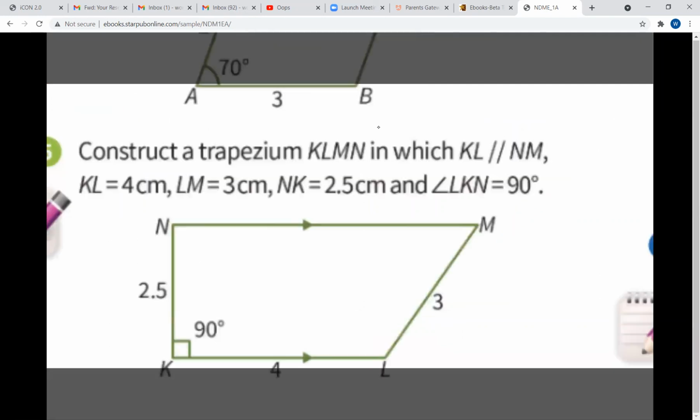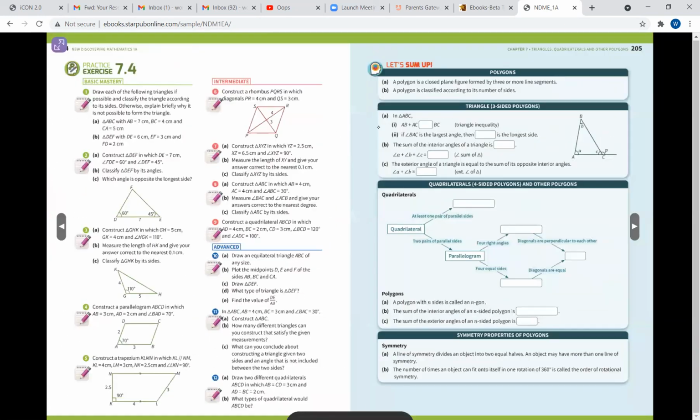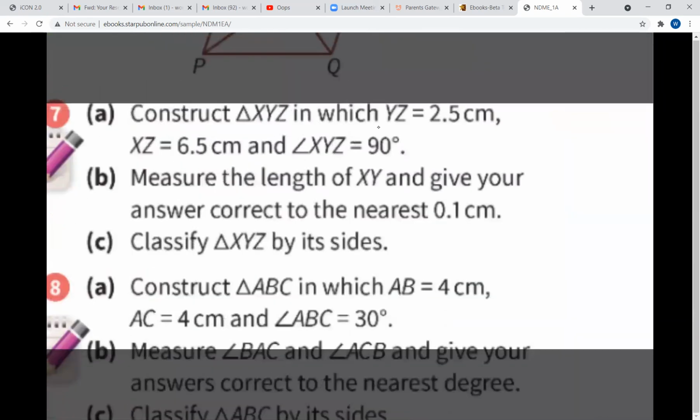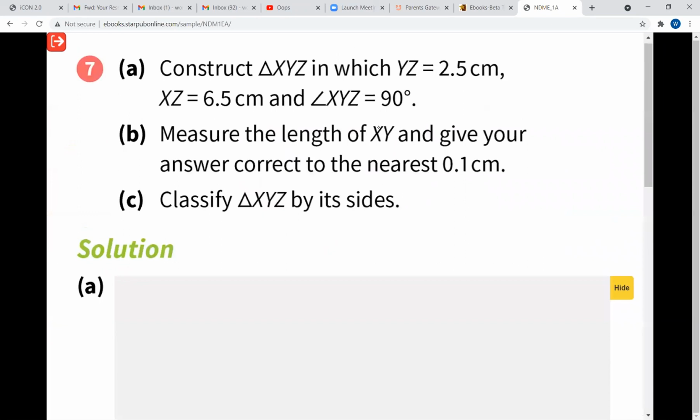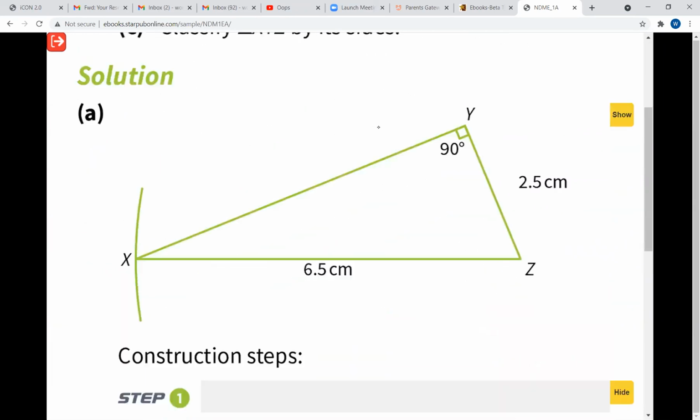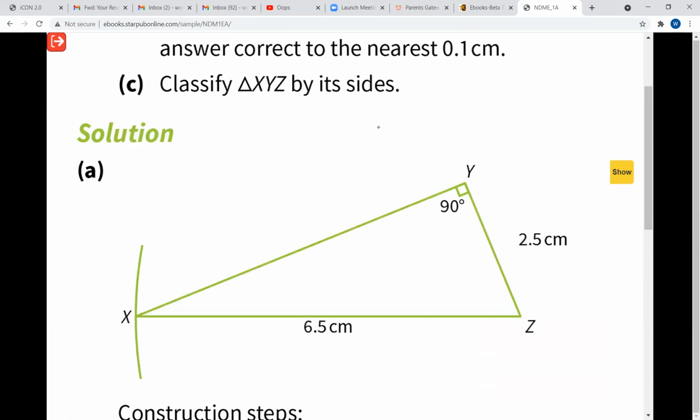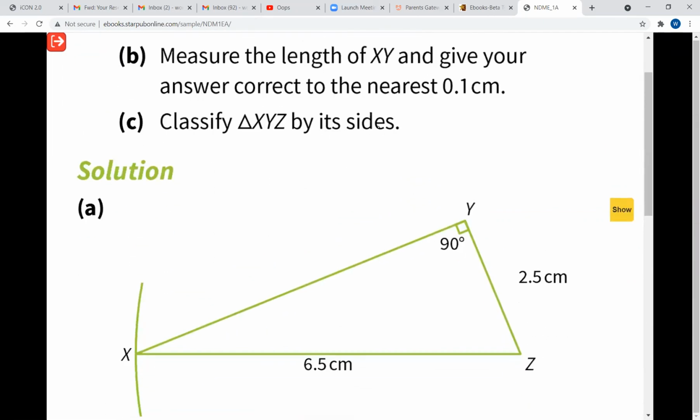Next, let's look at question 7. X, Y, Z. Okay, let's take a look. Sketch out a triangle so you know roughly what it looks like, and it is a right angle triangle. So you should have at least one construction arc. Again, I say again, we need all these lines to be extended all the way to cut, and with the 90 degrees.